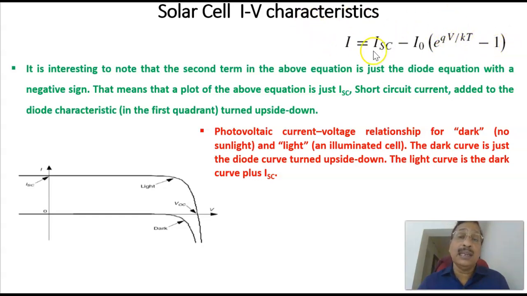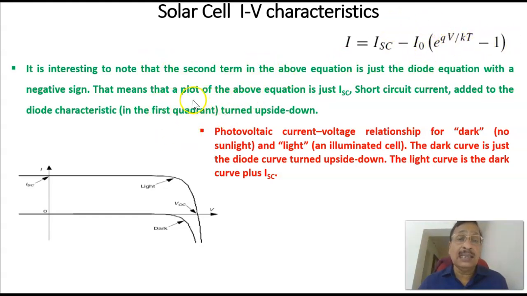This is the equation relating the current supplied by the PV cell and the voltage across the PV cell, the IV characteristics. It is interesting to note that the second term in the above equation is just the diode equation, with a negative sign.